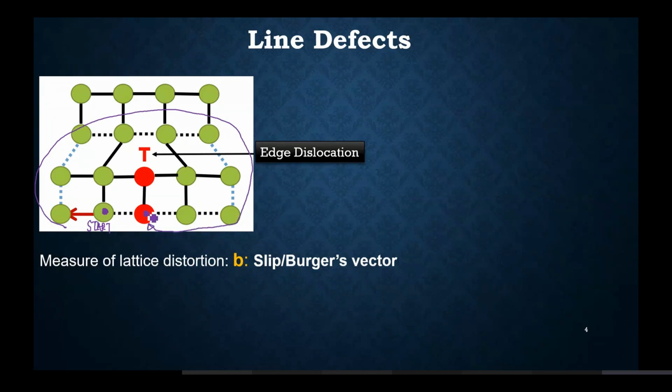Here, at the red circle. Alright, now in order to close the loop, I have to move one extra step leftward. Is this clear? So what I was trying to say is that the extra step that I have to move in order to close the loop is basically the Burgers vector.